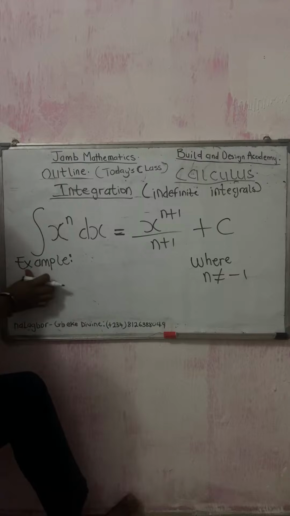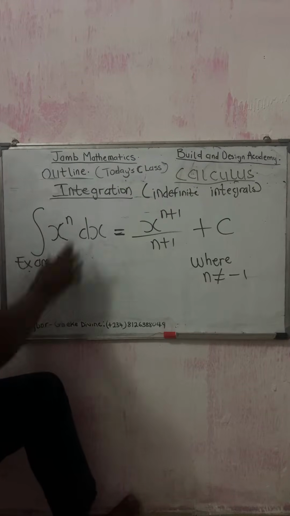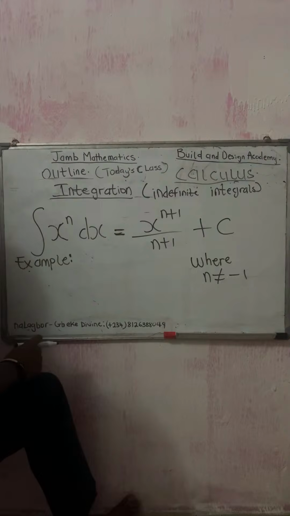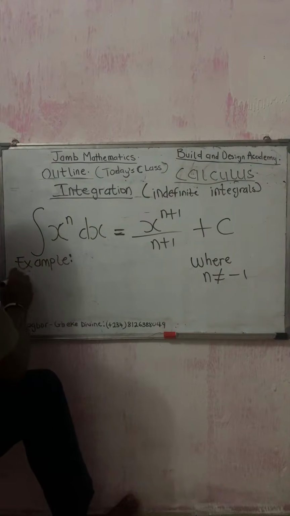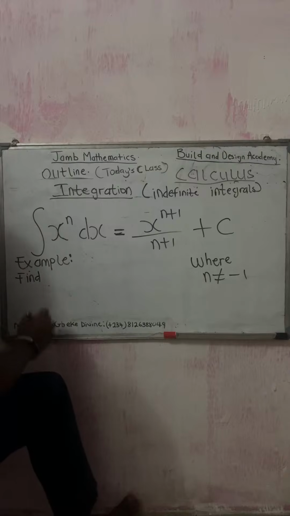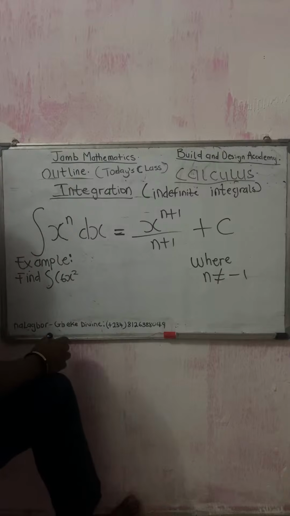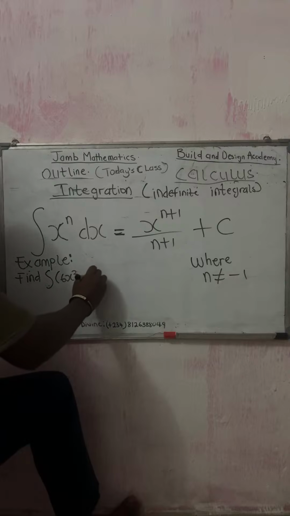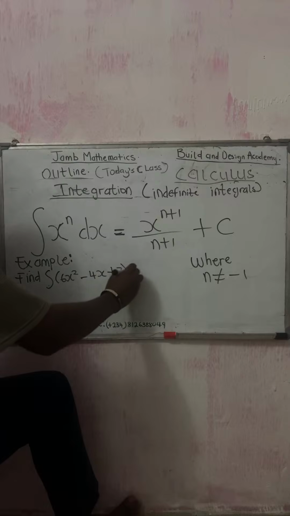Okay, let me write it on this side. They say we should integrate. Sorry, integrate, not differentiate. The question goes like this. Find the integral of 6x squared minus 4x plus 3 dx.